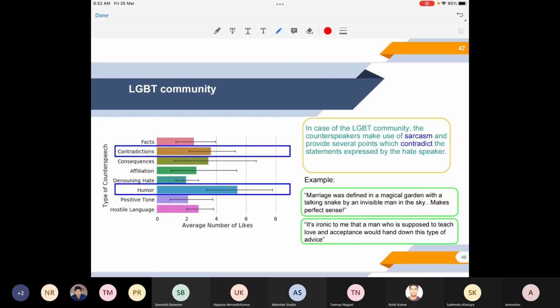And for the LGBT community, as we also saw in the data distribution itself, humor and pointing out contradictions and hypocrisy seem to be the most likable ways of countering hateful messages toward the LGBT community.